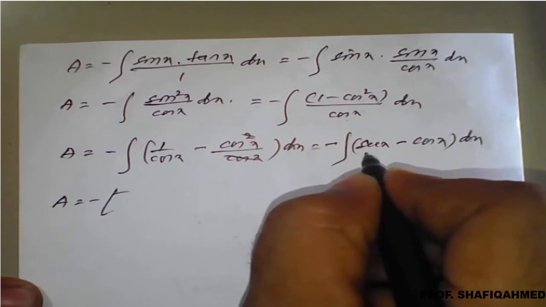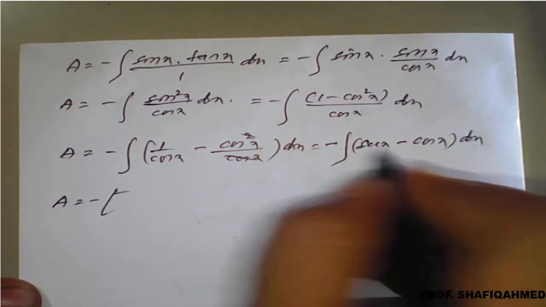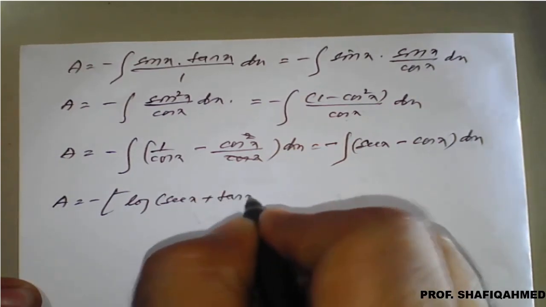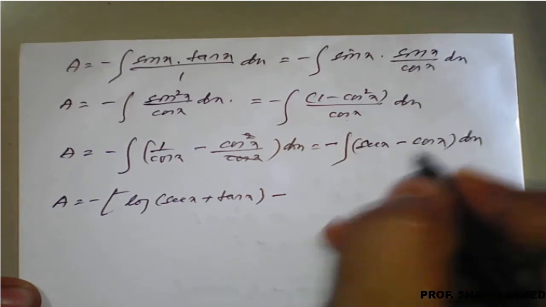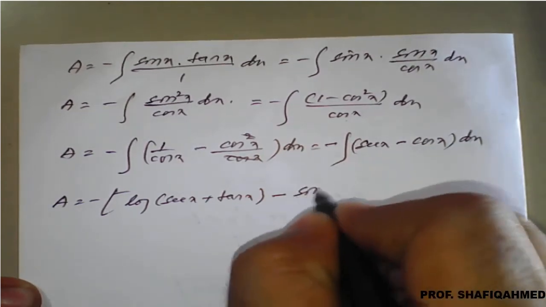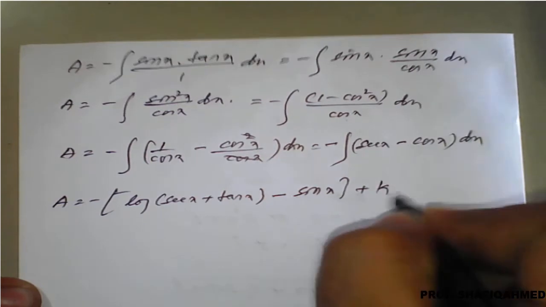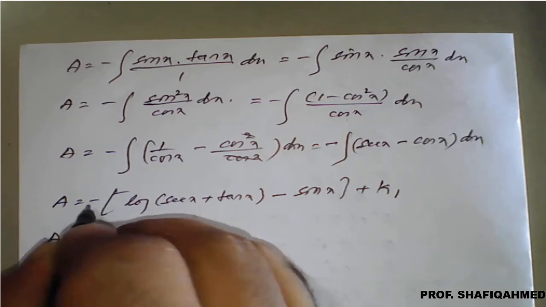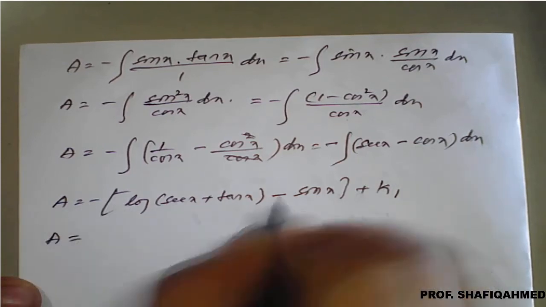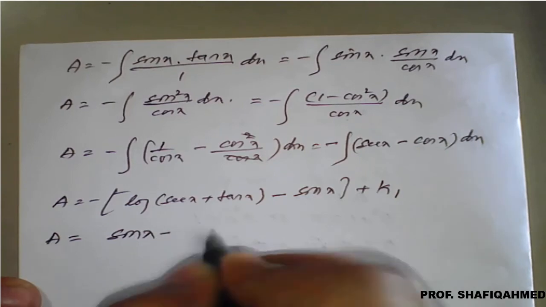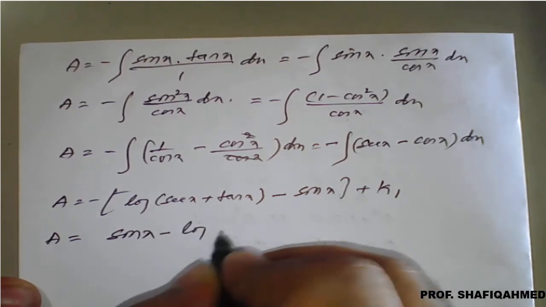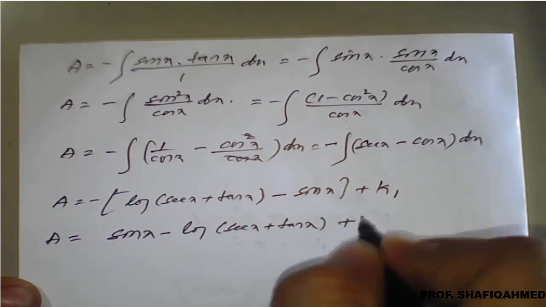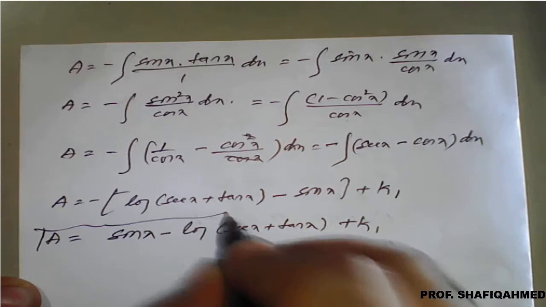Or A is equal to minus times, integration of secant is log of secant x plus tan x, and minus integration of cos is sin x, plus arbitrary constant k1. Or open this bracket with the negative sign. So A is minus, if you open, minus log, and this becomes plus. So I will write the first term as sin x minus log of secant x plus tan x plus k1 is the answer of A.